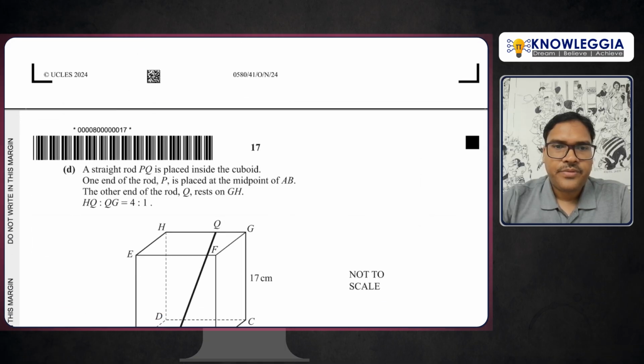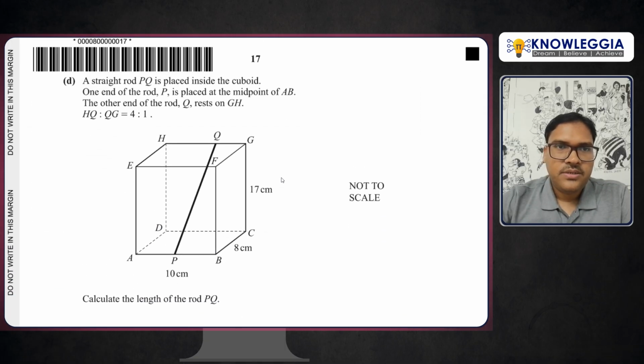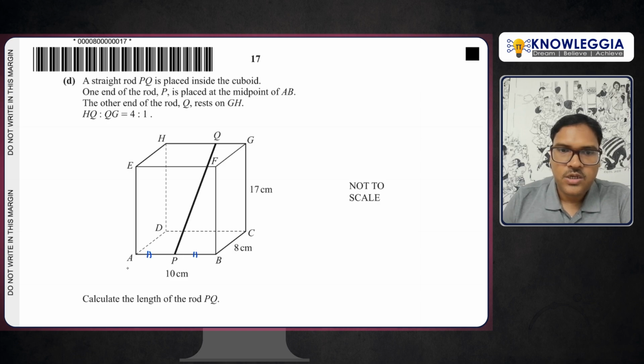Right. Okay. The next part of this question: a straight rod PQ is placed inside the cuboid. You can see this is the cuboid, and a rod PQ is placed inside it. One end P is placed at the midpoint. Okay, this is the midpoint. So these two are equal. Okay, so this is 5 centimeter. And this is also 5 centimeter.